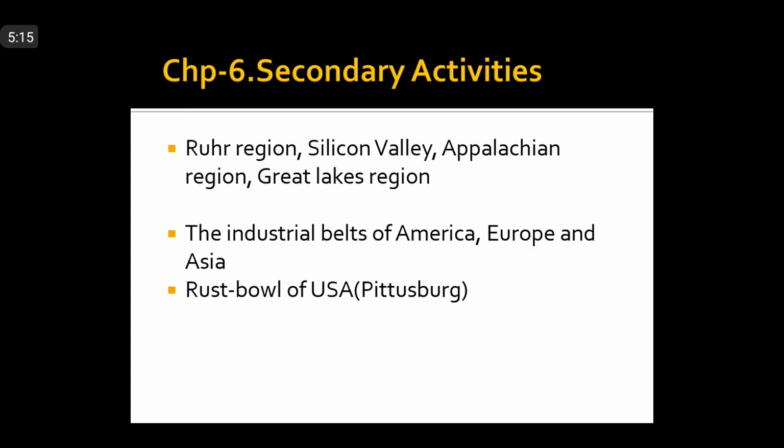In your world map, rural region will be marked, and then you have to make out that this is the coal field, Ruhr region, Silicon Valley, Appalachian region, coal belt, Great Lake regions, industrial region, industrial belts of America, Europe, and Asia. You have to practice it. And another question, which I am expecting, will be Rust Bowl of USA.